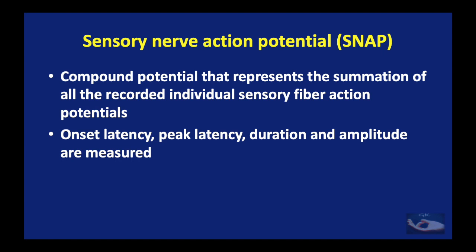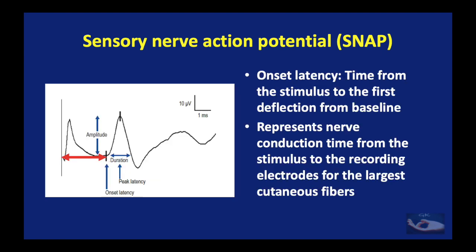This is a compound potential that represents the summation of all the recorded individual sensory fiber action potentials. Here we would be measuring the onset latency, the peak latency, the duration and amplitude, which are important. This shows a typical sensory nerve action potential recording. The onset latency is the time from the stimulus to the first deflection from the baseline. It represents the nerve conduction time from the stimulus to the recording electrodes for the largest cutaneous fibers.